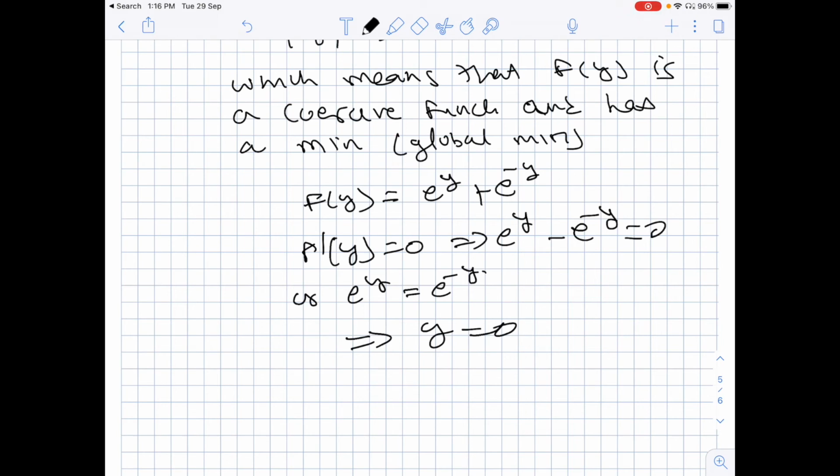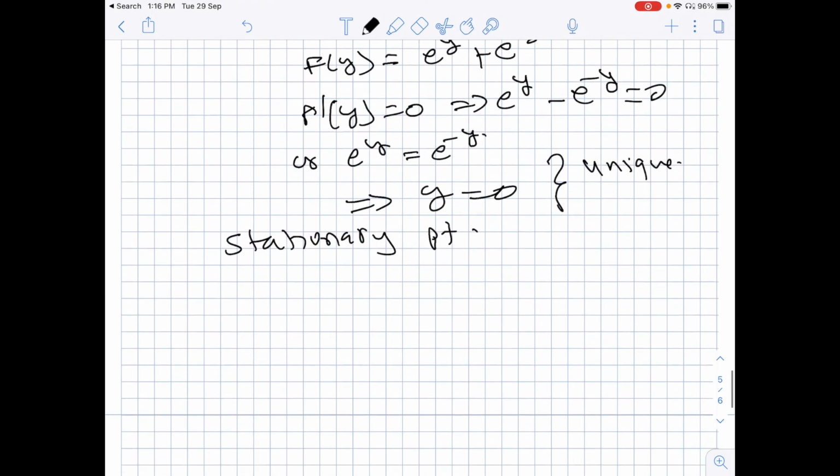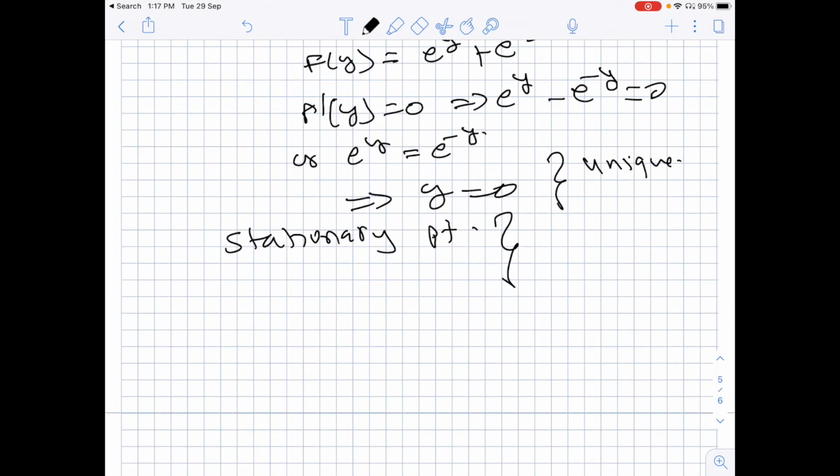There is no other solution to it. This solution is unique. And what does this give? This gives you a stationary point. So you have got a stationary point, which is a requirement of the necessary condition: for an unconstrained minimum, it should be a stationary point.